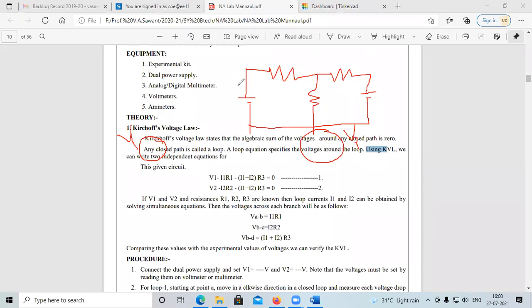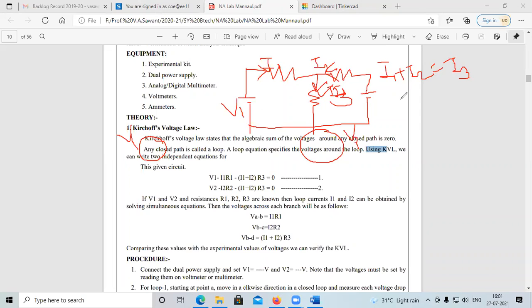According to this, we will get two equations. Suppose this current is I1, this current is I2, and this current is I3. This current I3 is nothing but I1 plus I2. The incoming currents are I1 and I2, and the outgoing current is I3. So the equation is I1 plus I2 equals I3.